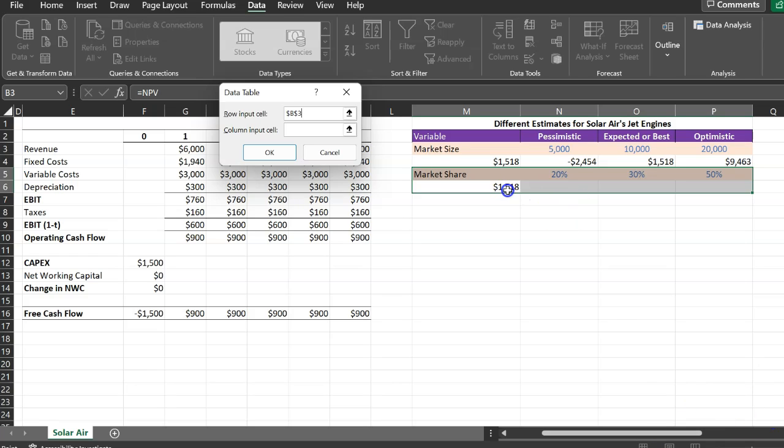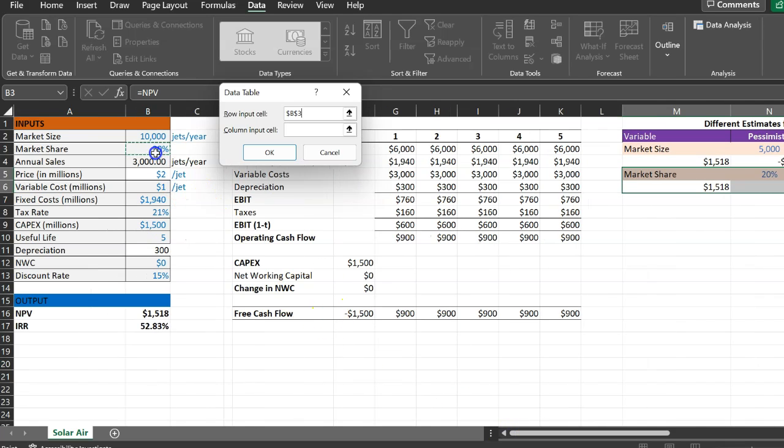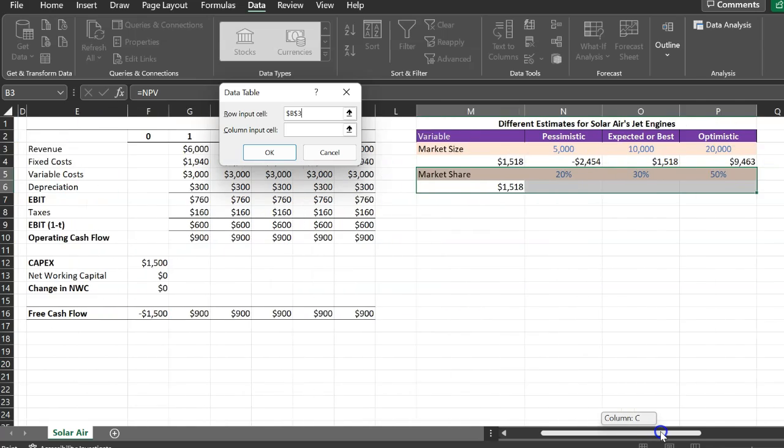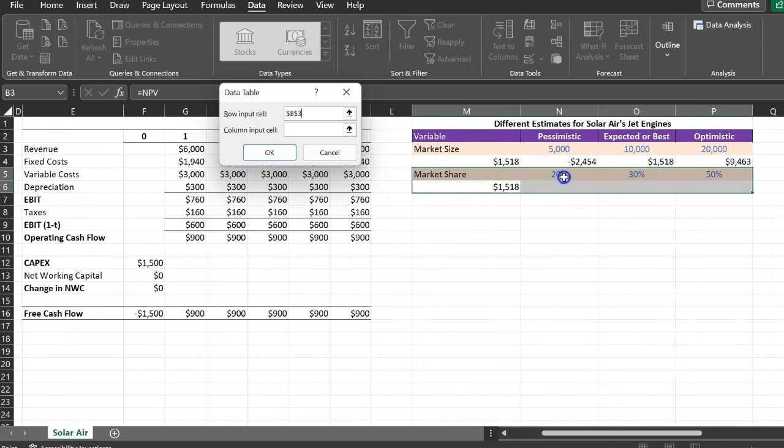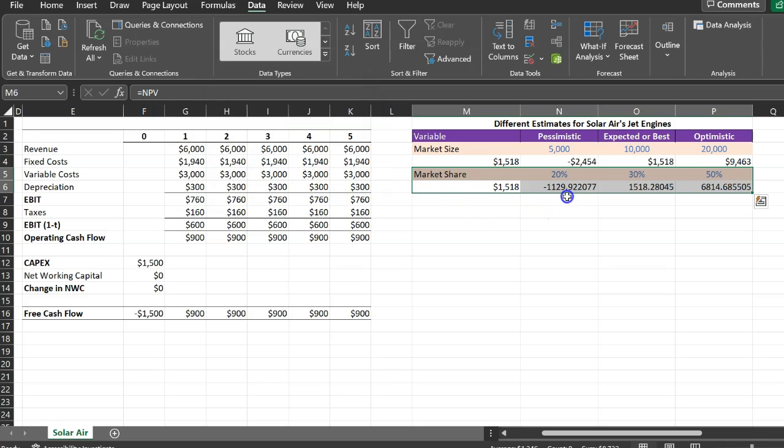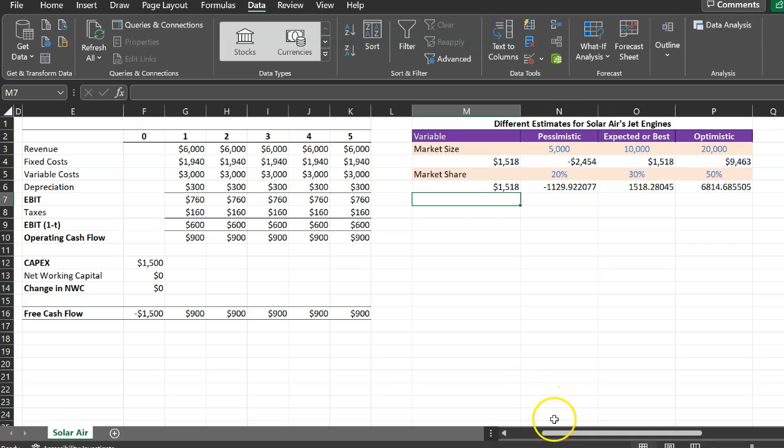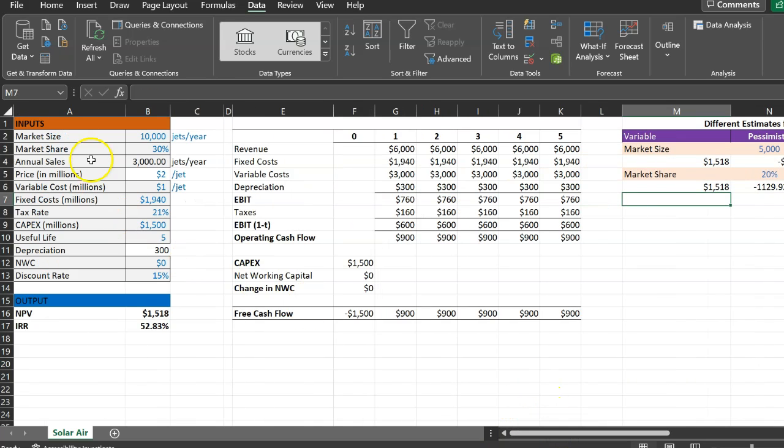Once you do this, Excel behind the scenes will essentially say, I know this NPV calculation has been done using the market share number that is coming from here, but what if I go behind the scenes and change that number to 20%, then 30%, and then 50%? It'll output the NPVs corresponding to those values of market share. If you don't believe me, just press OK, and lo and behold, you have these different values of NPV corresponding to these different values of market share. And this is something that you can do for literally any of the inputs here.